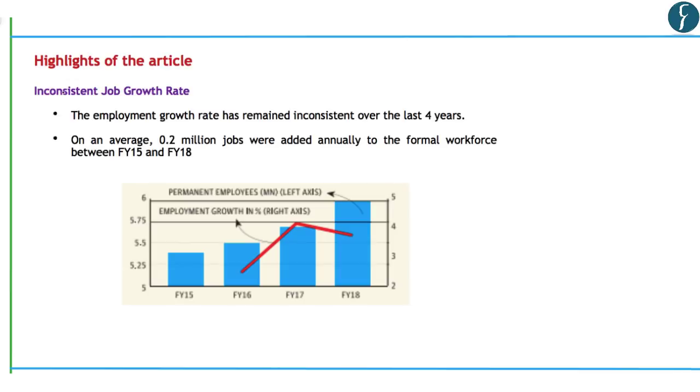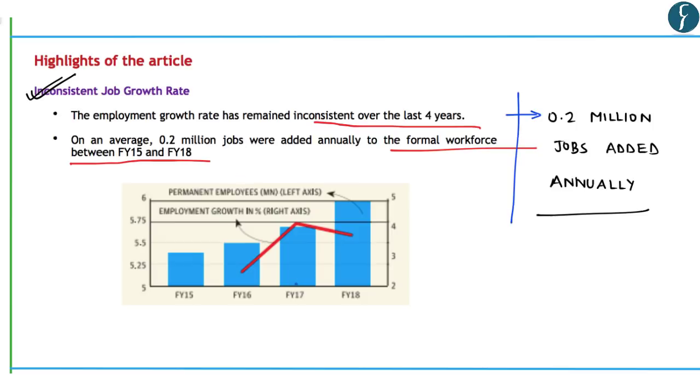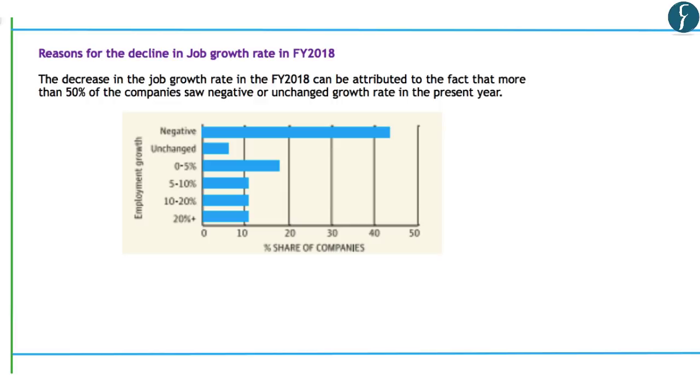So the first point with respect to this data analytics is about inconsistent job growth rate. It says that the employment growth rate has remained inconsistent over the last 4 years, and on average only 0.2 million jobs were added annually to the formal workforce between financial year 2015 and financial year 2018. As you can see in this particular picture, there is inconsistency in the employment growth in the last 4 years. Further, this article highlights the reasons for the decline in job growth rate in financial year 2018.